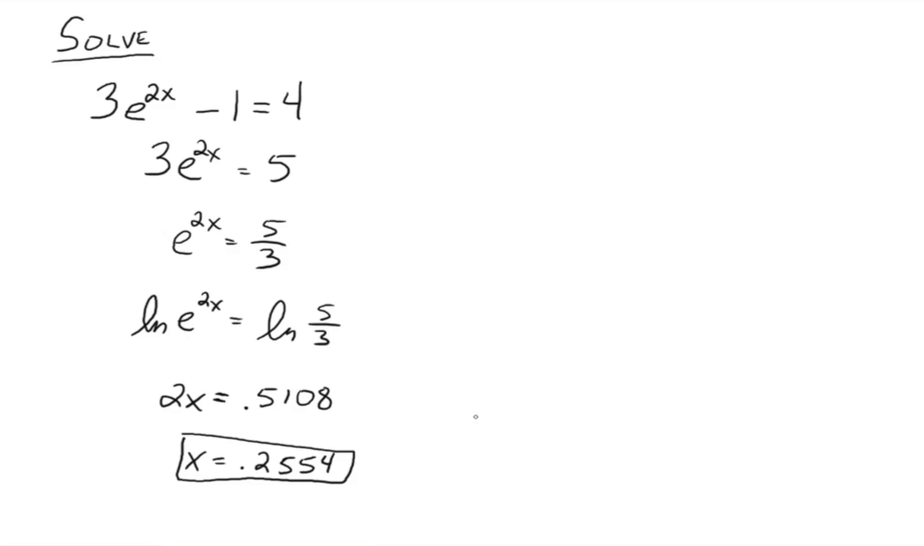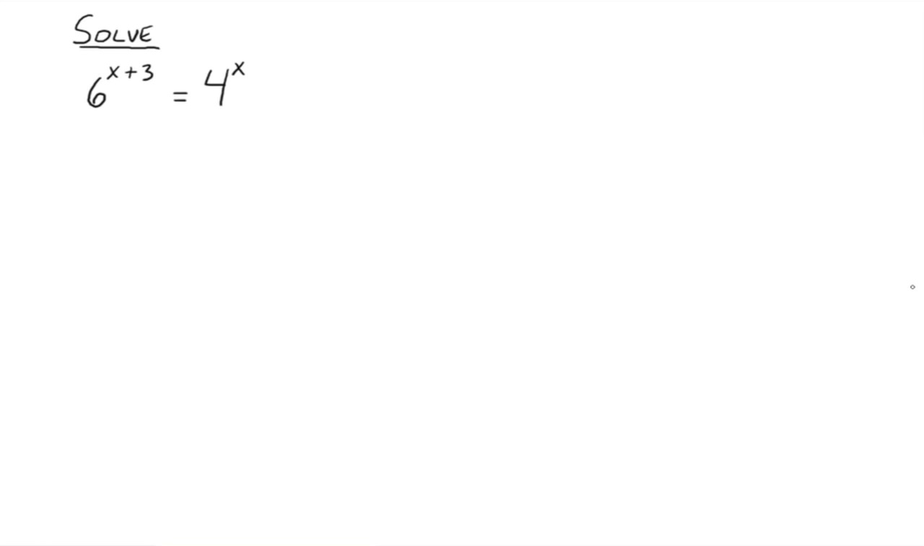Everybody see that? All right, so isolate the term that's got the x in it and just have one thing equal to one thing, and then you can take the log of both sides. All right, let's do one more that's a little bit longer. All right, so 6 to the x plus 3 is equal to 4 to the x.